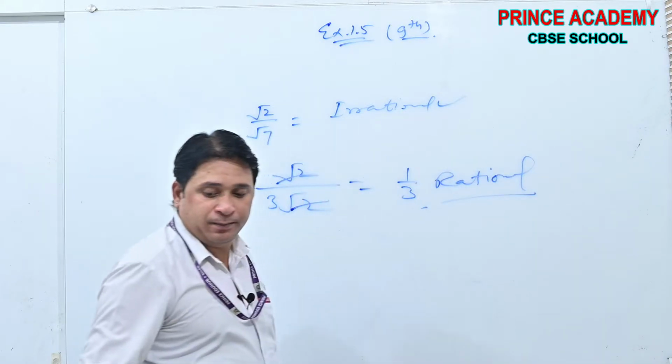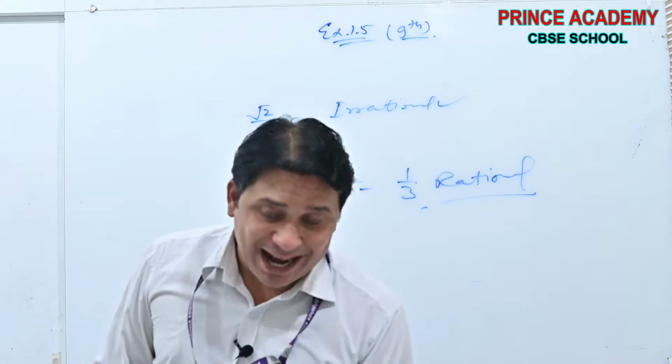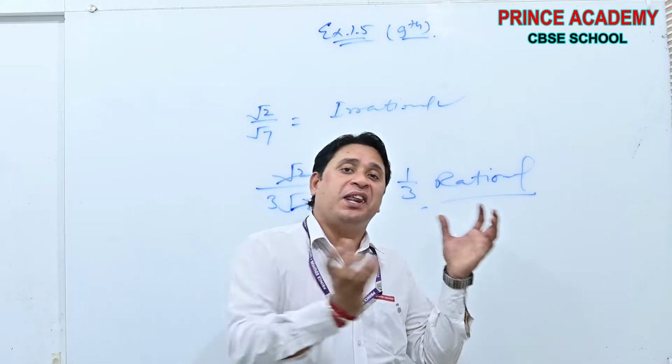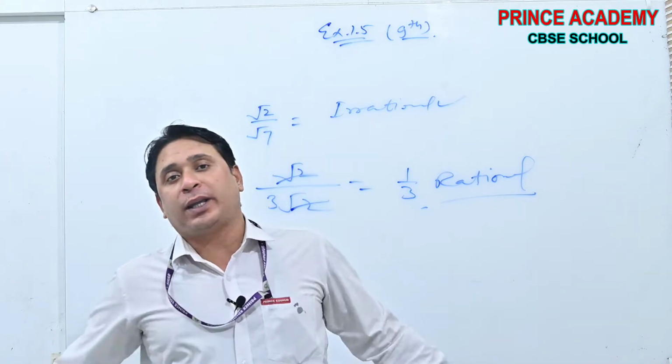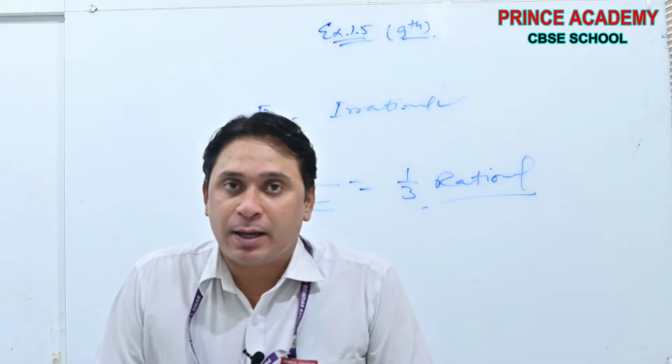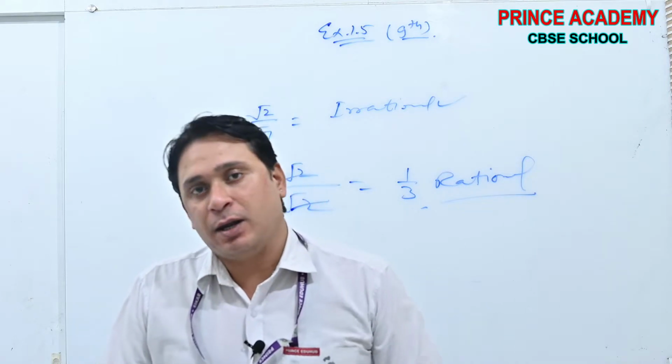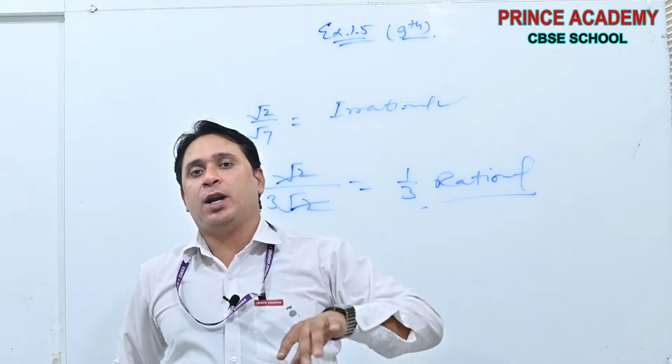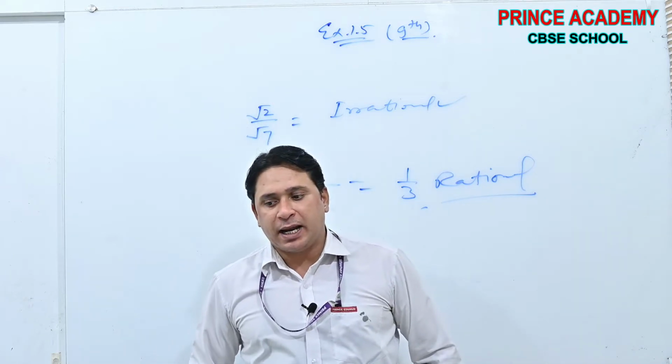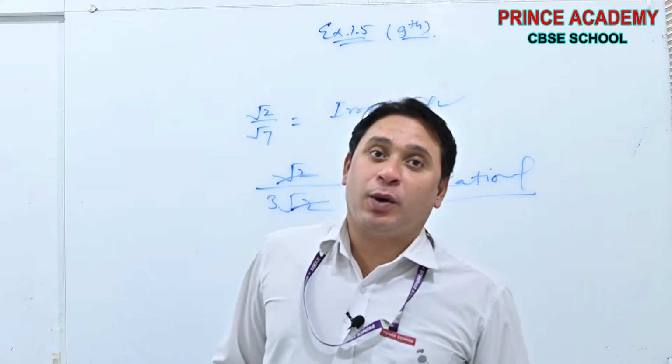Yes or no, beta? What does it mean? When we are operating on irrationals, the output can be both. The same probability is there, whether it will be rational or irrational. Done, beta? Now we should move towards the exercise.